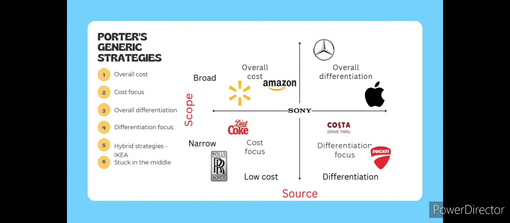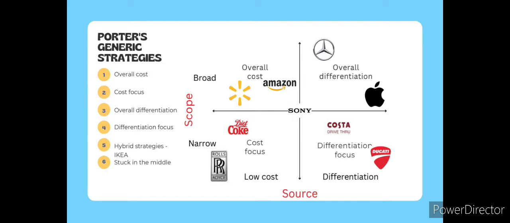Next, we move on to differentiation focus. Differentiation focus is also pretty similar to overall differentiation strategy, but it is more focused towards a niche or a narrow market. An example of this can be the company Ducati, because Ducati primarily focuses on providing their products to motorbike enthusiasts. Thereby, they're not trying to diversify their product and they're sticking to what it is, and they're trying to sell their product to motorbike enthusiasts.